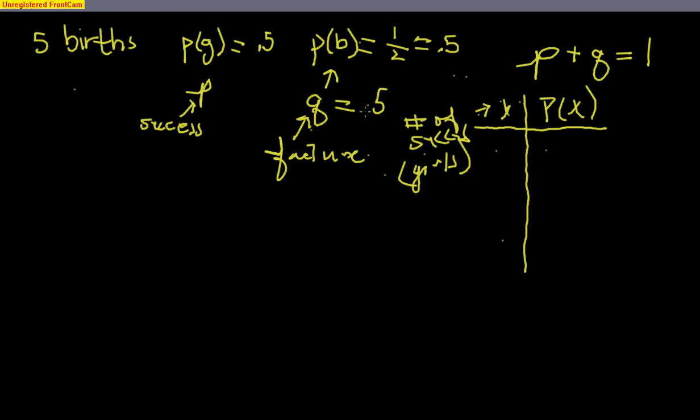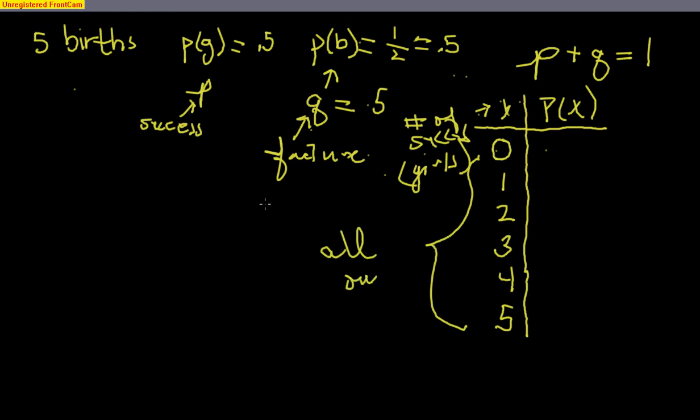So what are the possibilities? In each case, we're going to have all 5 babies. One of the possible outcomes would be to have all boys, all 5 are boys, in which case x is 0. That means 0 girls and 5 boys. Another outcome is we could have 1 girl and 4 boys. We could have 2 girls and 3 boys. We could have 3 girls and 2 boys. We could have 4 girls and 1 boy. We could have 5 girls. And these are all the possible outcomes. There are no other options in this particular case of 5 births.